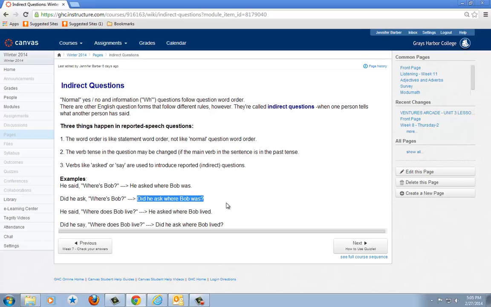So just read over this information and we'll talk more about it in class. And if you have any questions, we'll talk about them in class.